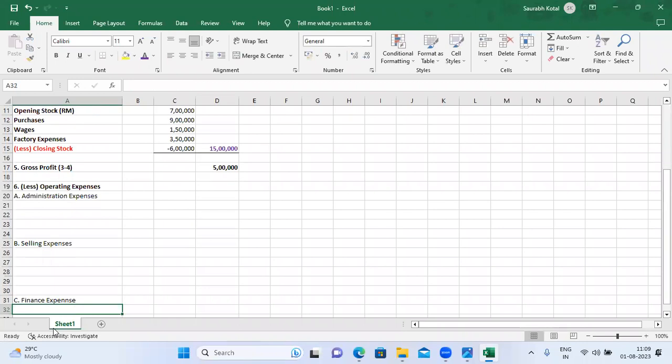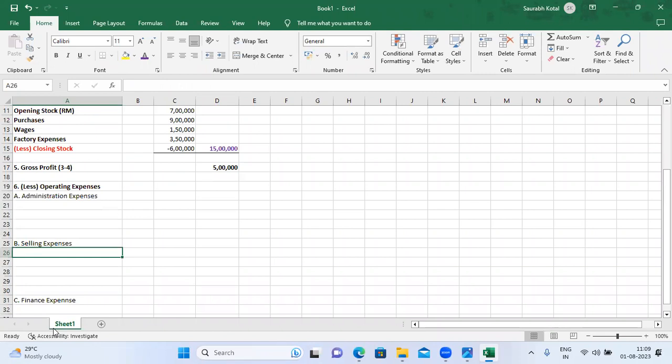Just to give you all the gist, what do you include in administration expenses? All expenses which are related to the office will be a part of administrative expenses. Example: office salaries, office rent, electricity, insurance, or any asset which has been used for the office. The depreciation of that office asset would be a part of administration expenses.